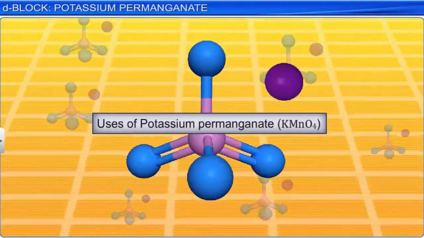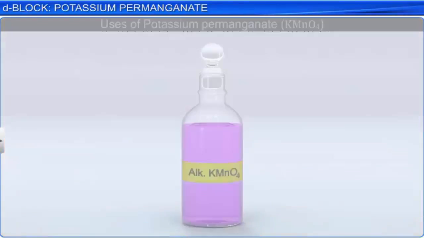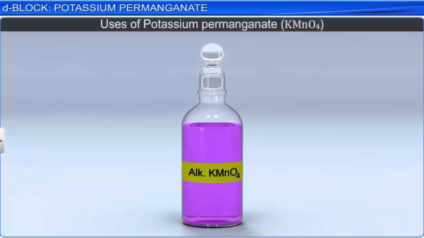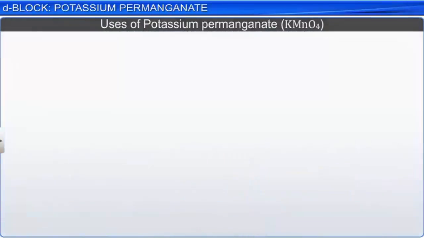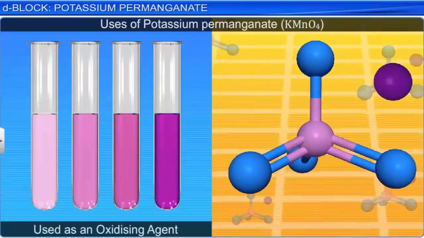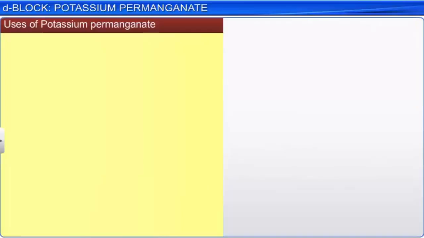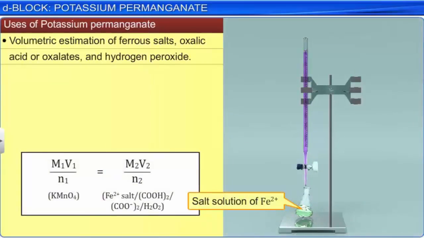Let's now study the uses of potassium permanganate. Alkaline potassium permanganate is used in organic chemistry under the name of Bayer's reagent. Apart from being used as an oxidizing agent in the laboratory, it is also used in the volumetric estimation of ferrous salts, oxalic acid, or oxalates, and hydrogen peroxide.